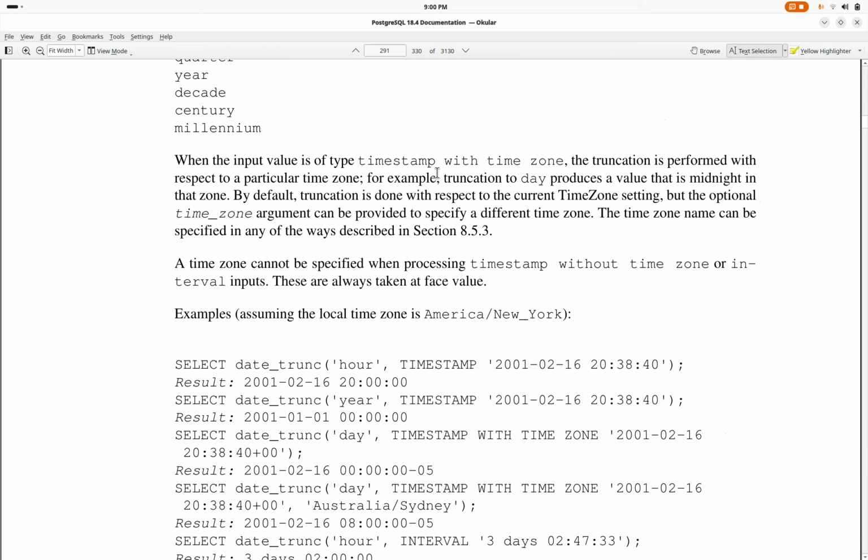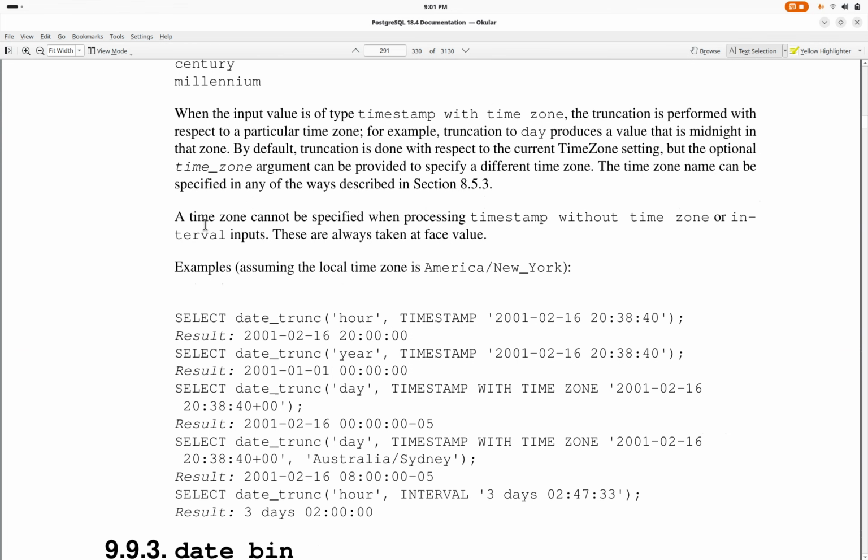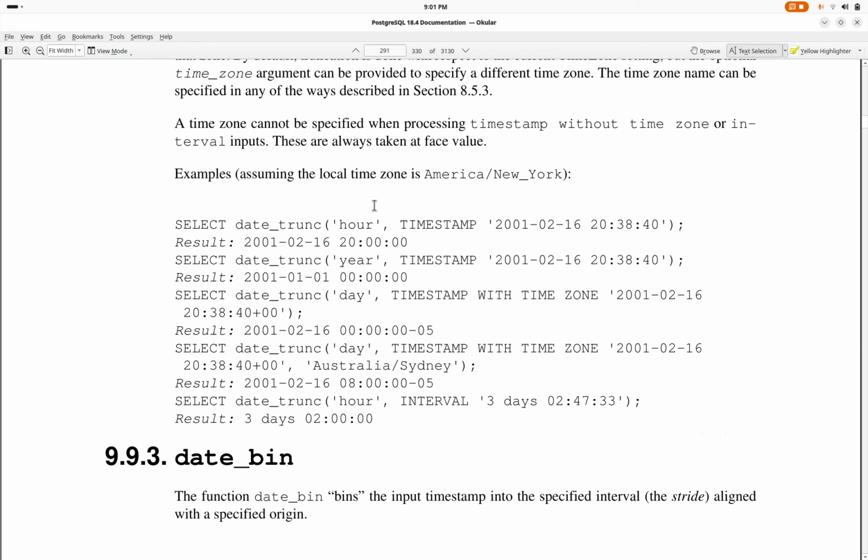When the input value is of type timestamp with time zone, the truncation is performed with respect to a particular time zone. For example, truncation to date produces a value that is midnight in that zone. By default, truncation is done with respect to the current time zone setting. The optional time zone argument can be provided to specify a different time zone. The time zone name can be specified in any of the ways described in section 8.5.3. A time zone cannot be specified when processing timestamp without time zone or interval inputs, where these are always taken at face value. We have some examples, and the local time zone is America/New York.